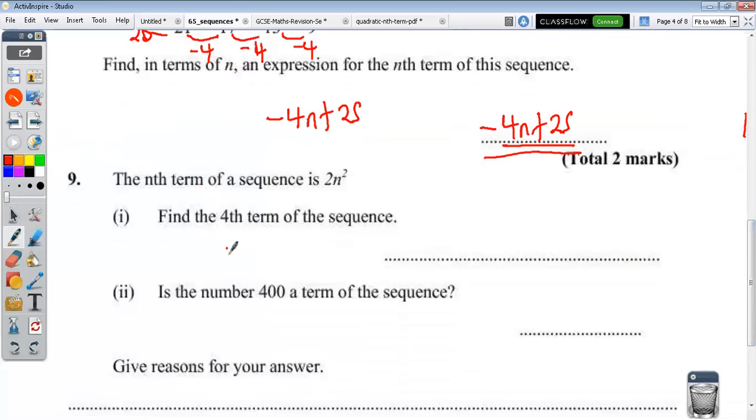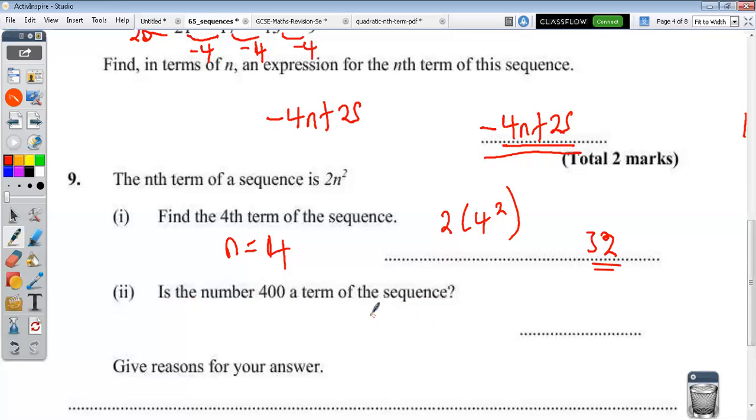Find the fourth term. It means when n is equal to 4. We are given the formula. So it's 2 brackets 4 squared, which gives you 32. Clear?